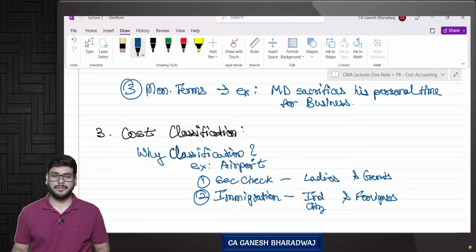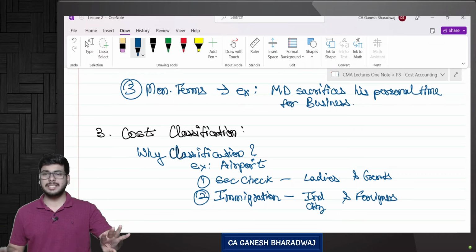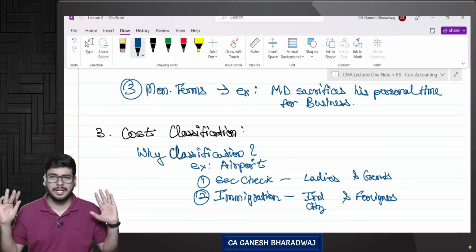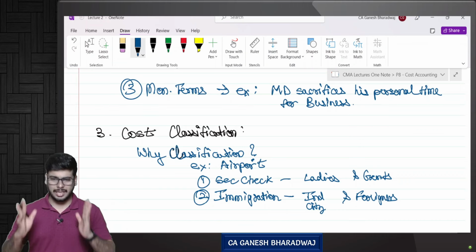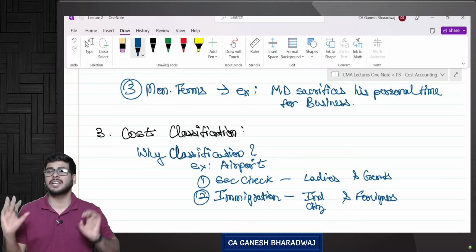Indian citizens and foreigners. Here, ladies and gents classification is not required. The same set of human beings are classified as Indian citizens and foreigners. An Indian citizen can be a lady or gents; that is not the criteria here. In the immigration counter, the same human beings are classified as Indian citizens and foreigners.